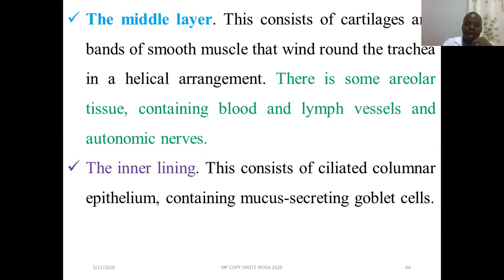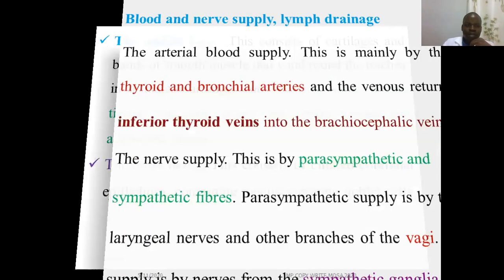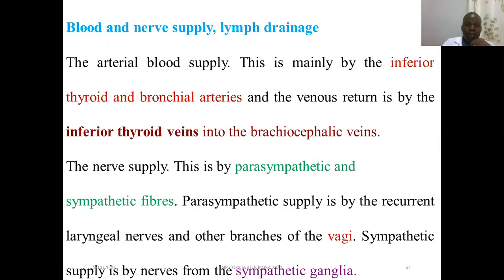If the trachea becomes dry, it means all dust particles will just go until they infect the lungs. So these mucus-secreting goblet cells are always secreting mucus so that it is able to trap dust, which can be swallowed and coughed out so that we prevent infections to the lungs. Blood and nerve supply and also lymph drainage.